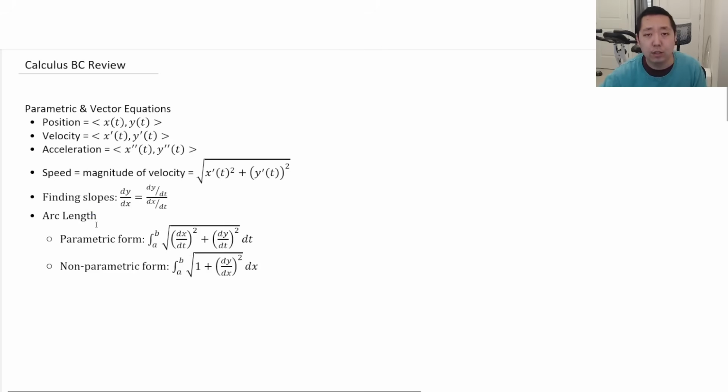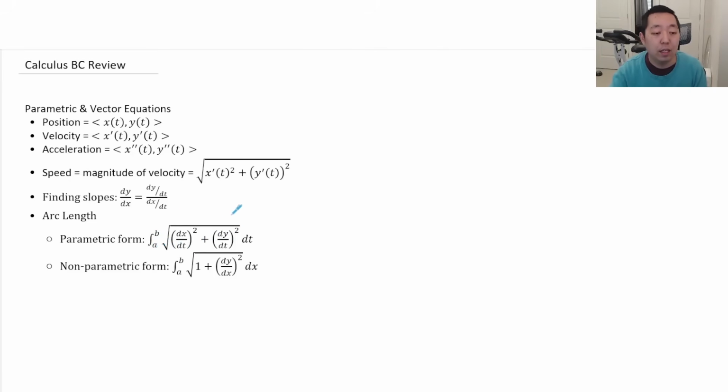And then the other thing you do is arc length, which can also be considered distance traveled, right? Like along a path. So think of the arc length as the same as distance traveled. There's two forms. There's parametric form, where you're taking basically the integral of the speed. If you look at this equation, this is really the speed right here.